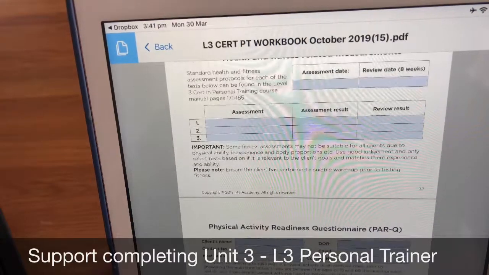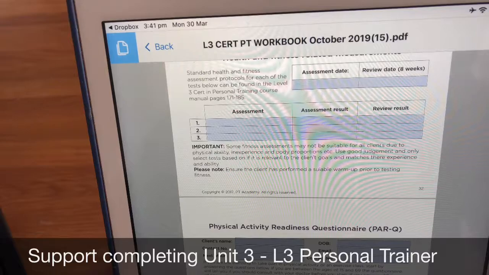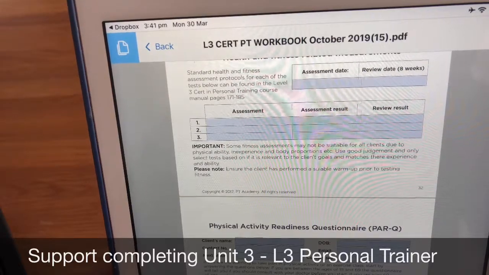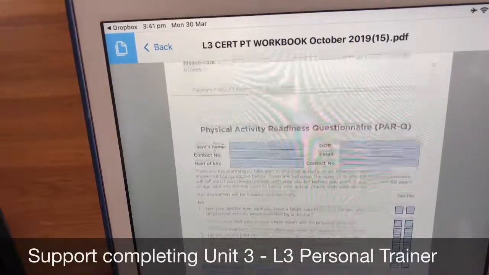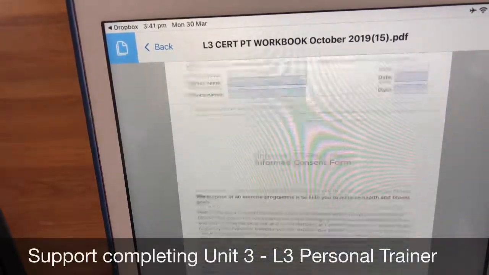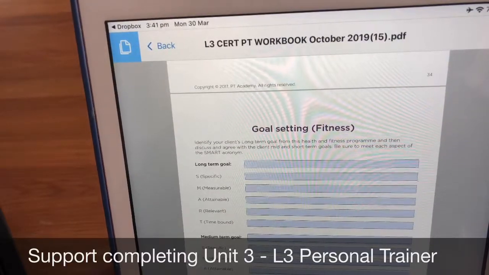But as you can see there, you have a beginning and an end date as well. So the assessment date would be today if we were doing an assessment. The review date would be in 8 weeks' time. We then fill out a PAR-Q, an informed consent, and then we look at our SMART goals.